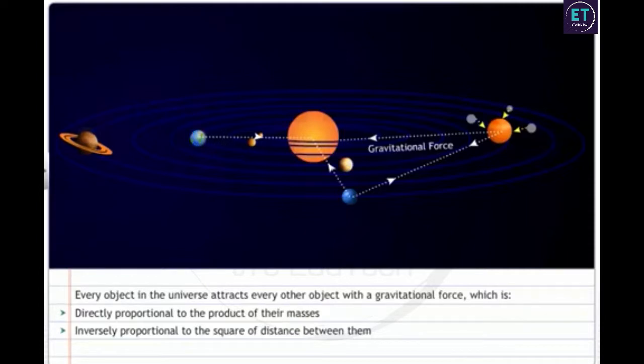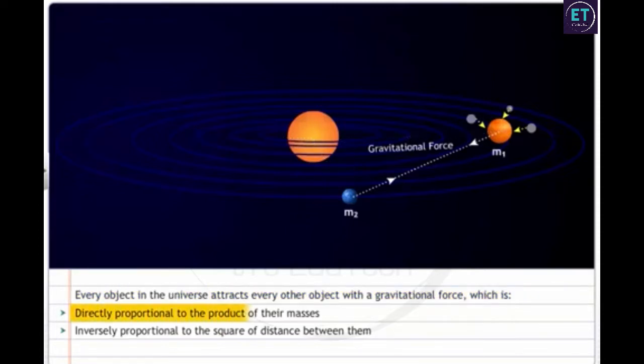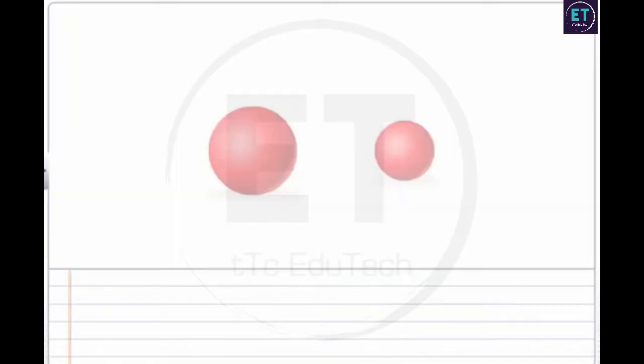Newton's universal law of gravitation states that every object in the universe attracts every other object with a gravitational force, which is directly proportional to the product of their masses and inversely proportional to the square of the distance between them. The gravitational force acts along the line joining the centers of the two bodies. The law is universal since it is applicable to all objects, regardless of their masses or their positions in the universe. To derive the expression for the universal law of gravitation, consider two spherical bodies.